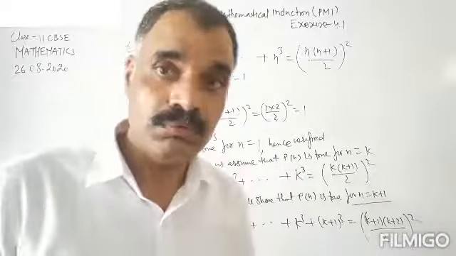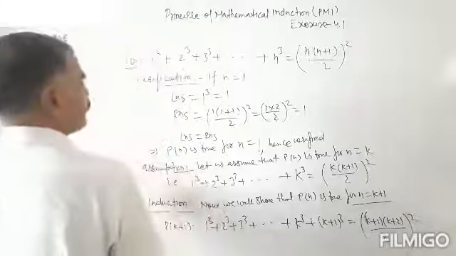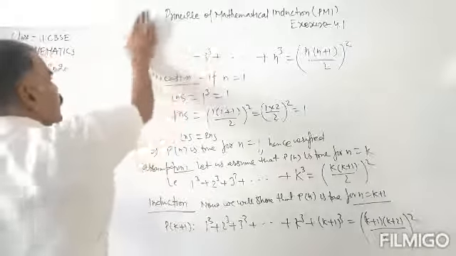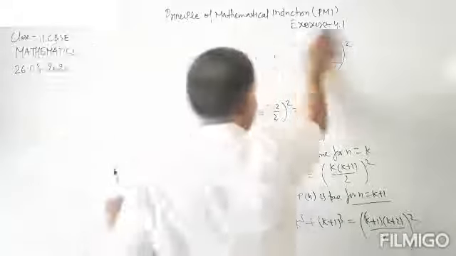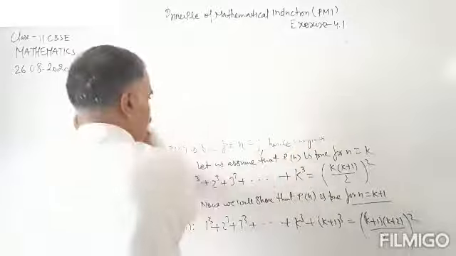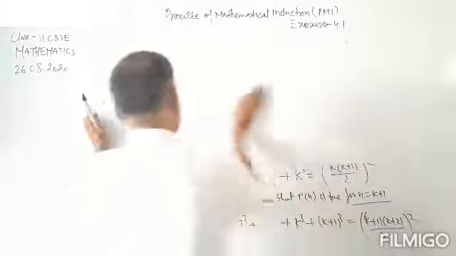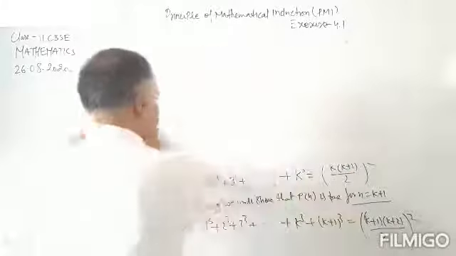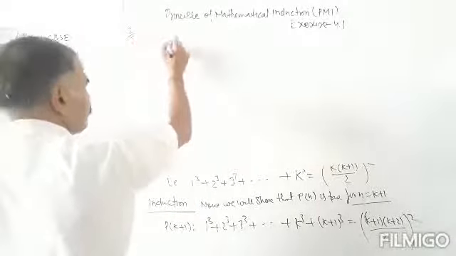Okay, so now let us take the left hand side of the induction. We will show that the left hand side of the induction is equal to the right hand side of the induction. Then our induction process will be completed. So the left hand side is from question number second.